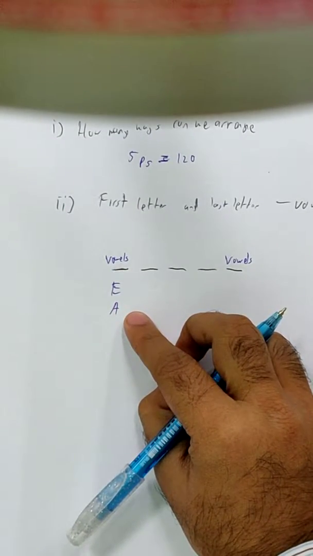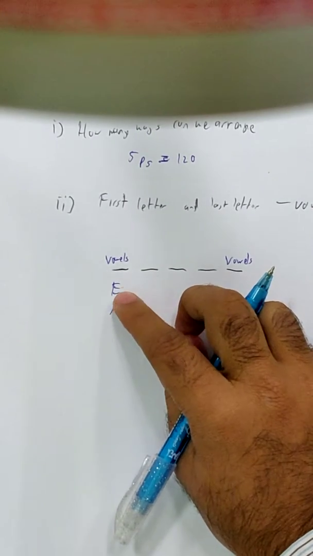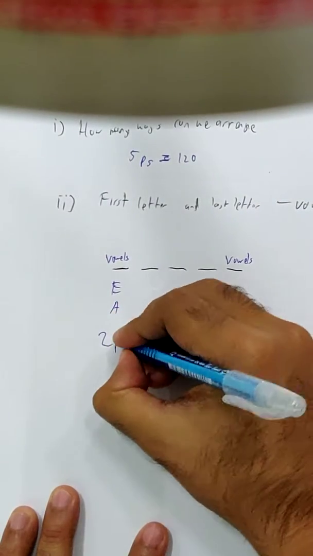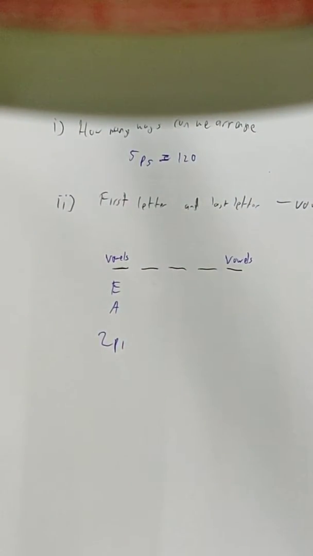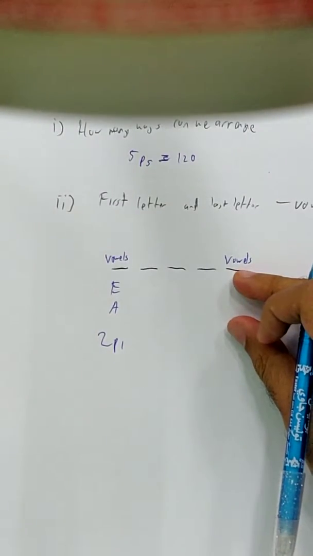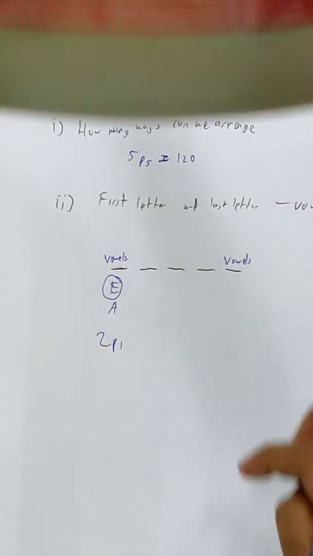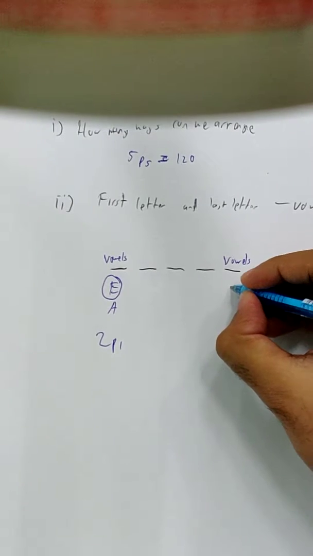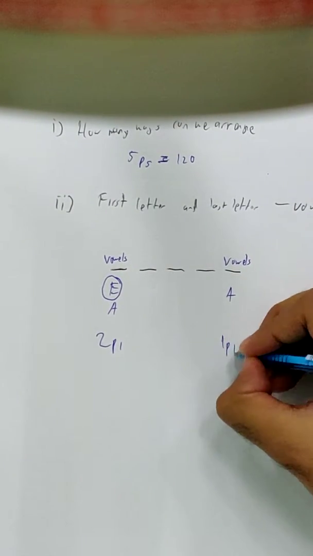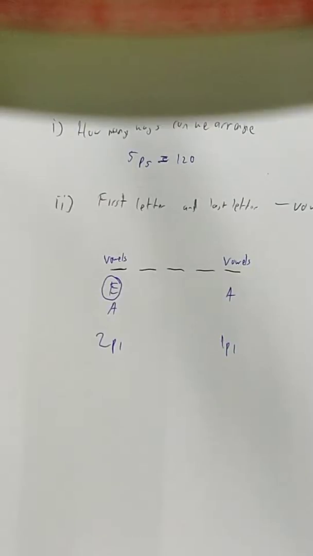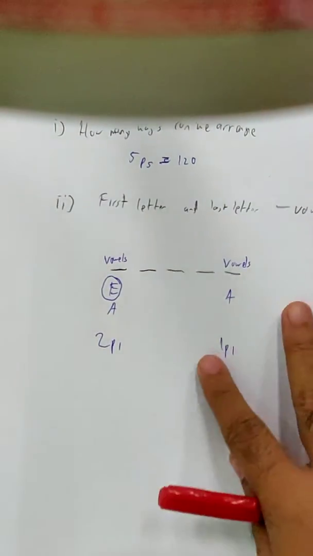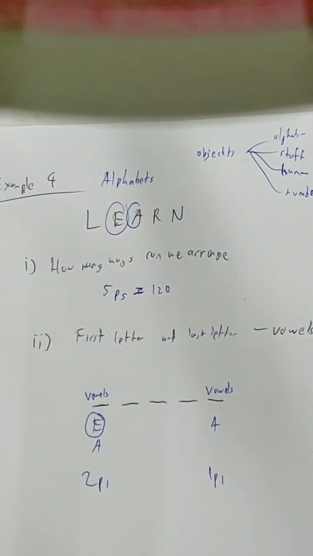So how do we calculate? 2P1. How many objects do we have? How many places do we have? 2P1. Okay, after that, how many? Let's say I choose E. How many vowels do I have left? 1. I have A. So we can say 1P1. Right? And then, how many consonants do I have left? 3. 1, 2, 3. I have 3 consonants.